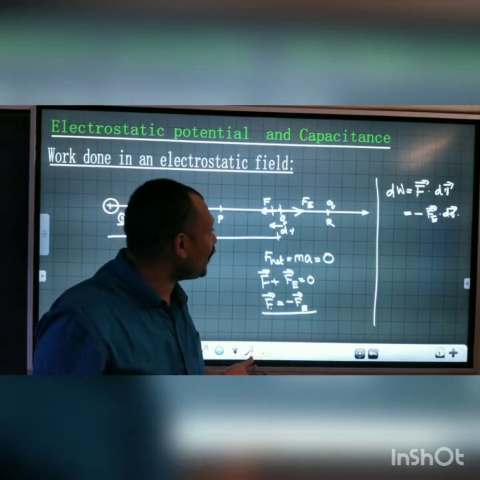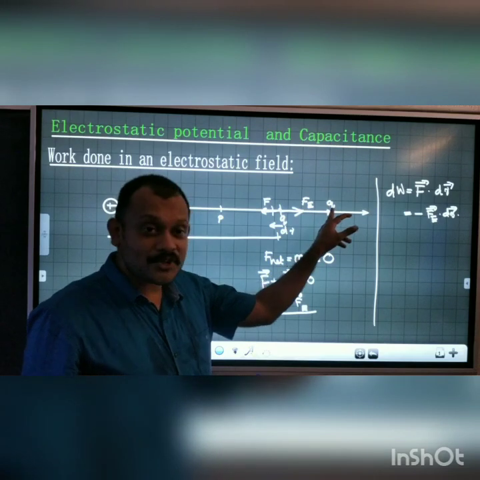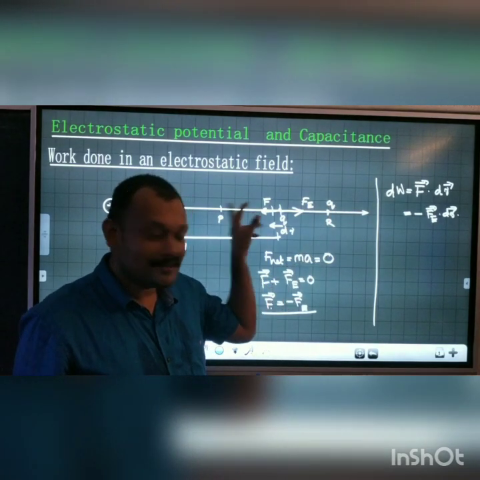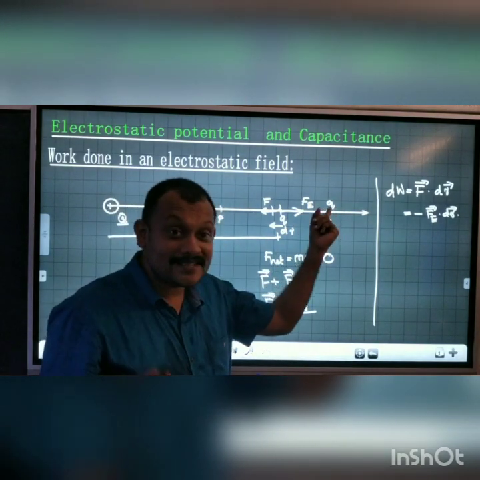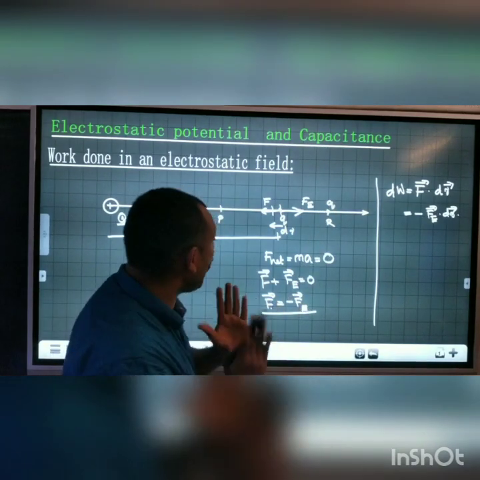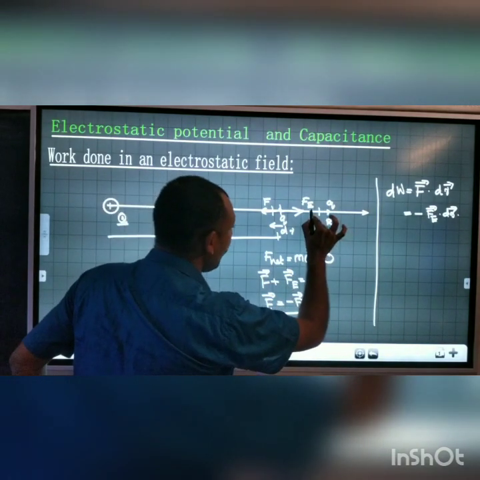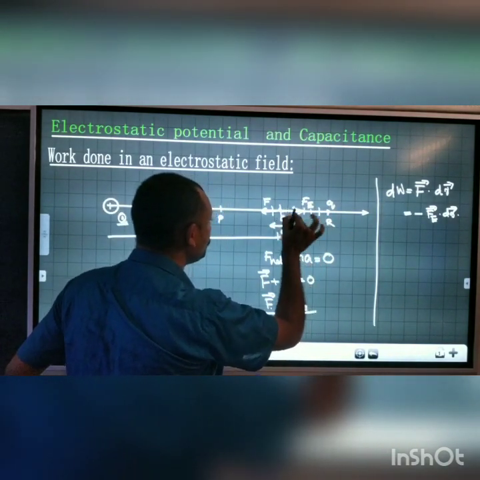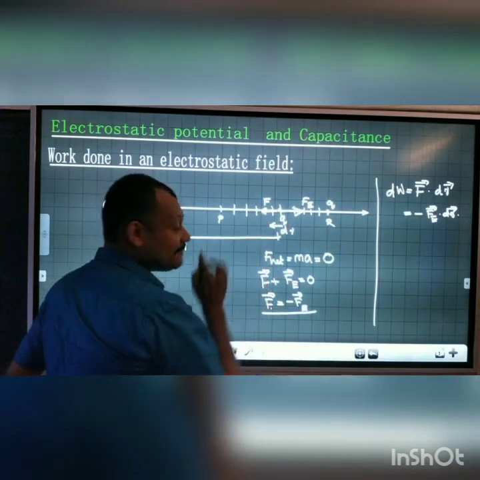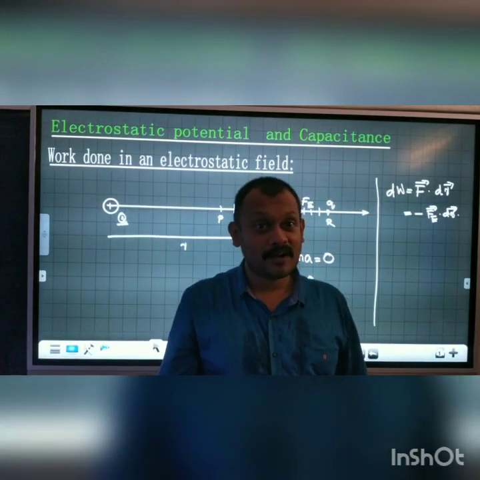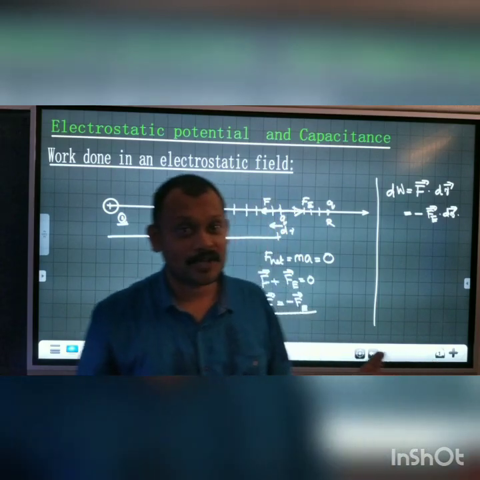But what is our requirement? Our requirement is to take the charge from R to P. So how should I take it? Divide this separation into small displacements, find out the infinitesimally small work done, and then add them together to get the total work done.